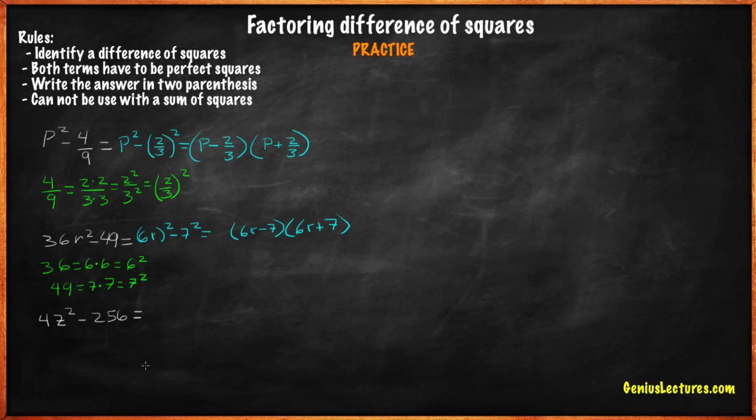4z squared minus 256. As we can see, we can factor out the greatest common factor. The greatest common factor equals 4. So we can rewrite it like this. 4 times z squared minus 64. Now we have a difference of squares inside the parentheses.